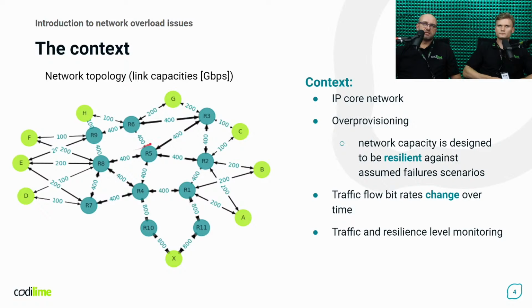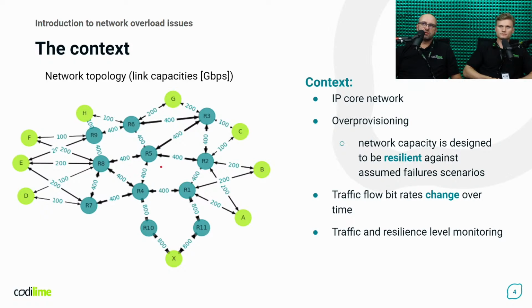The topology presented here is an example topology, and the labels on the links represent the current network capacity expressed in gigabits per second. Such networks are designed to be resilient against assumed failure scenarios, which we will explain later on, and with some overprovisioning level. This means that the network is oversized in order to carry traffic which is higher than usual, for instance, when one part of the network is under failure.